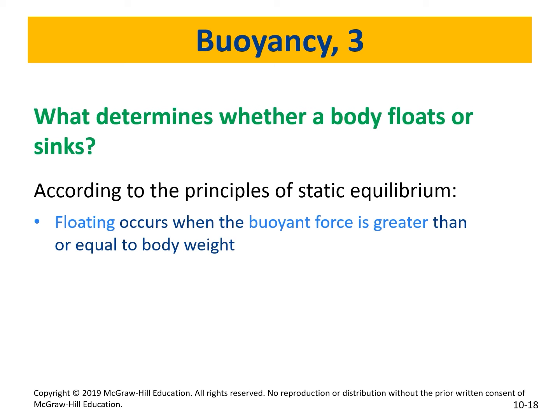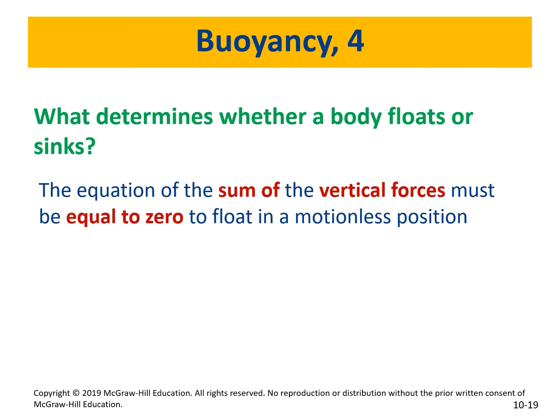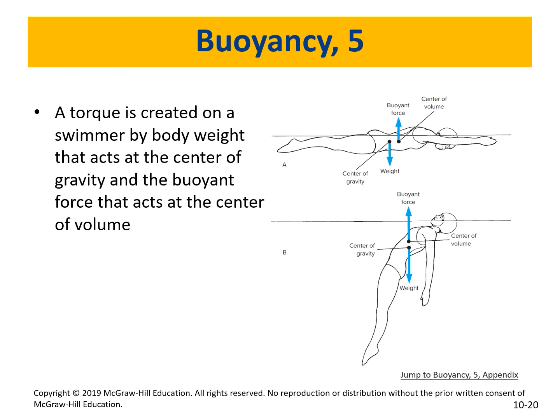If the pushing up is larger, then the body will float. And sinking occurs when the body weight is greater than the buoyant force, and the body will sink down. The equation is that the sum of the vertical forces must equal 0 to float in a motionless position. And that's the example that I showed you.